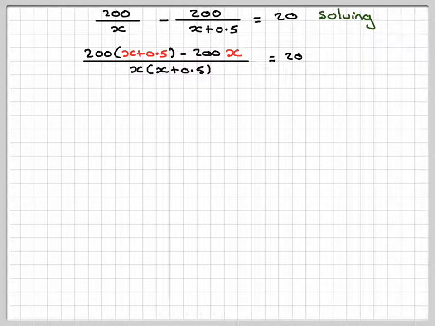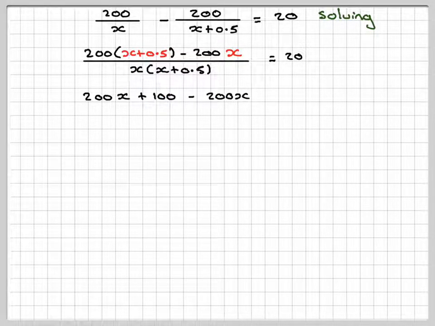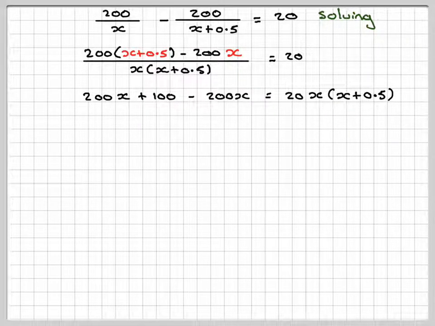Expanding the numerator, we're going to get 200X plus 100, 0.5 times 200, minus 200X. And then this denominator, because it's divided by, I can multiply it on this side, and that will remove it. So we're multiplying both sides by X times X plus 0.5. So we've got 20X, X plus 0.5. Now 200x minus 200x, they just cancel each other out. So on this side we now have 200.